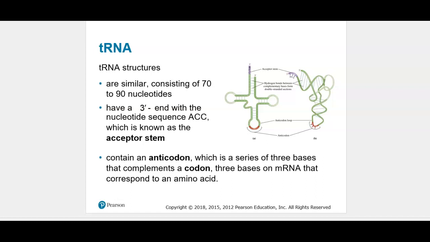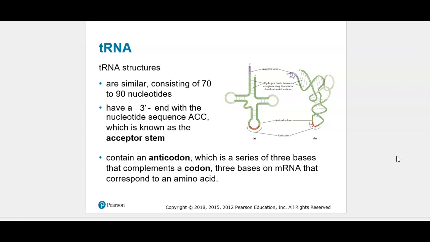All right, so they're all similar. They have a similar shape. If you spread it out in 2 dimensions, you get the clover leaf shape, and if you have it in 3 dimensions, you see what's on the right. They have a 3' end, which has a nucleotide sequence ACC, adenine, cytosine, cytosine, that's the acceptor stem. That's where the amino acid is bound. There's also an anticodon, which you see labeled in red, which is a series of 3 bases that complements a codon, 3 bases on messenger RNA that corresponds to an amino acid.